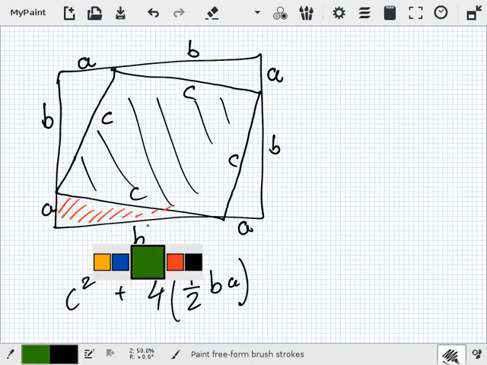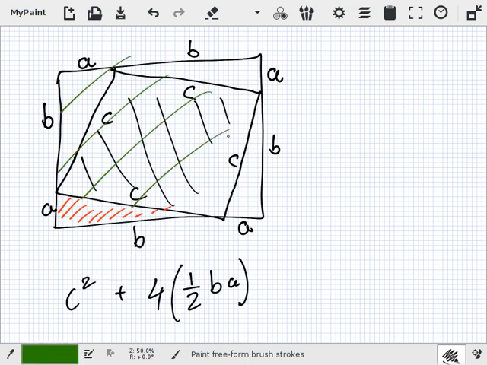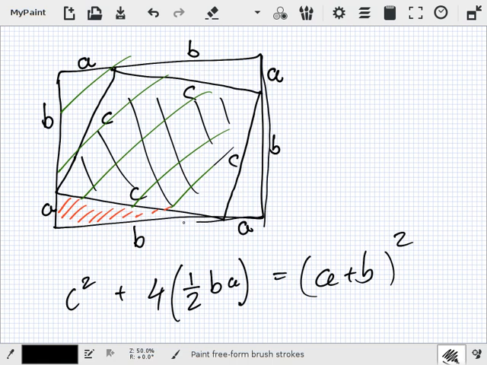Now, if I add the square and the 4 triangles, what area do I get? Well, that's the area of the whole thing, isn't it? Which is just one big square. So what's that area? A plus B squared. Because it's A plus B times A plus B.